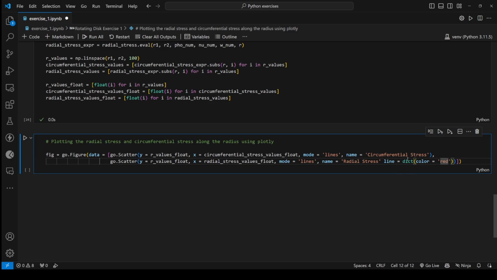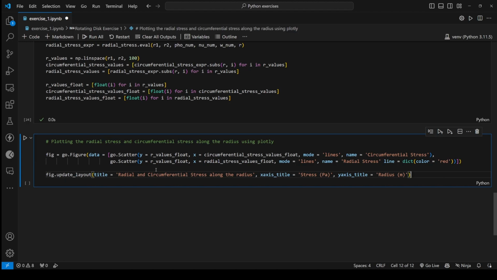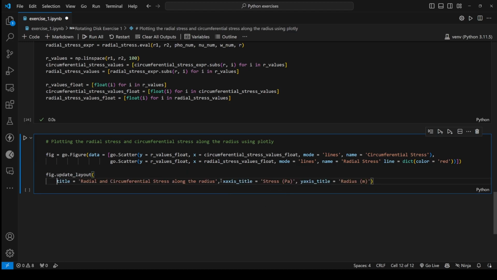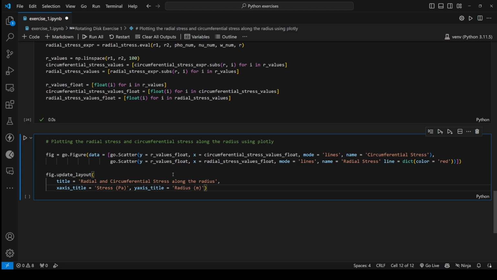Red. Perfect. Let's continue. I believe I could right away try to show these values, but to do that, I need to add certain labeling to the chart, like the title, the axes and everything. So after we have created that value, this is already giving me this. Okay, let's check it out. So we have the title. So we have the x-axis. In the x-axis, we have stresses. Yes, it's in Pascal. We have the radius in meters.